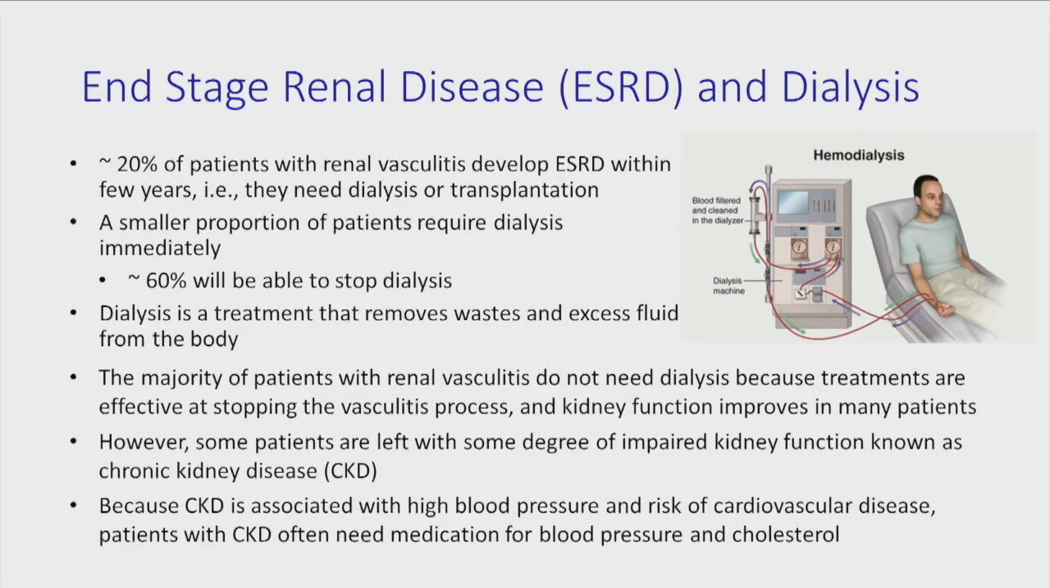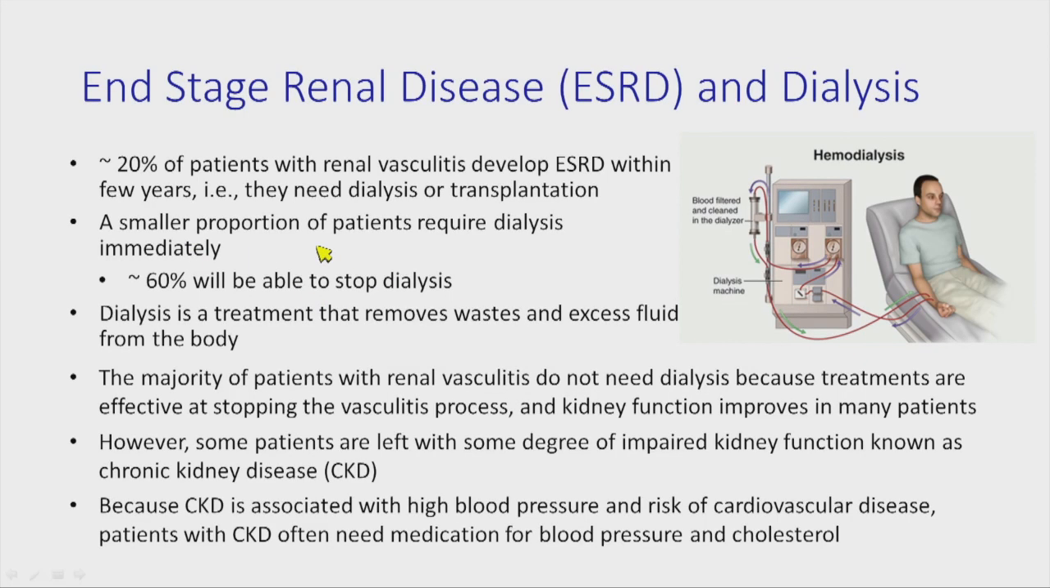So what about end-stage renal disease and dialysis? Approximately 20% of patients with renal vasculitis develop end-stage renal disease within a few years. That is, they need dialysis or transplantation. I think these data are a little bit older. I haven't been able to find any new data, but based on what we see in clinic, I'm pretty sure that this is lower than 20% these days.